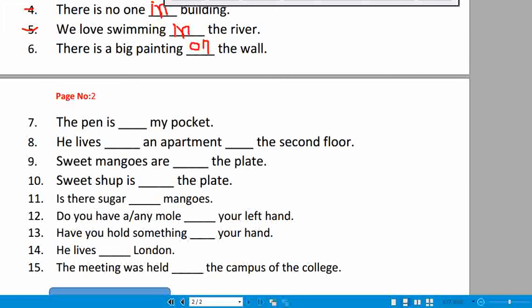Page number 2. The pen is dash my pocket. The pen is enclosed. The pen is enclosed by the pocket, not just touching the pocket. It is covered. It is inside the pocket. So here in will be the answer.